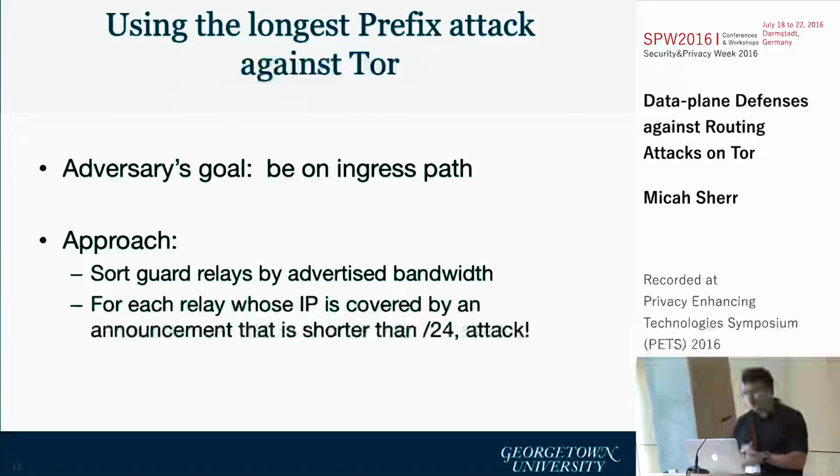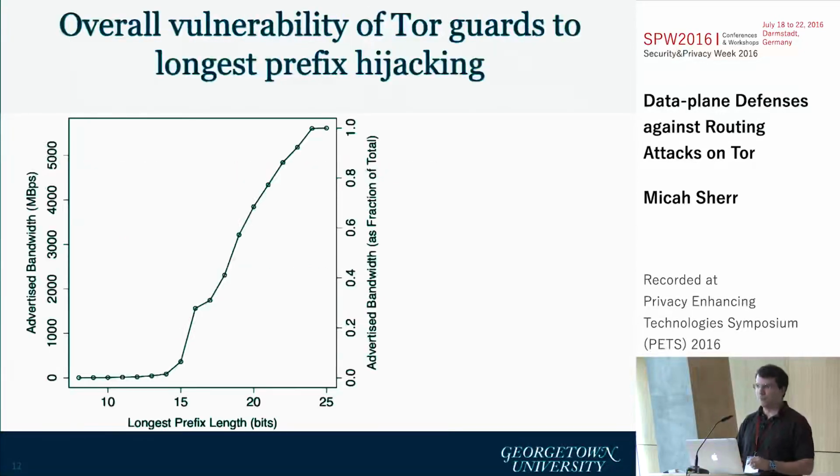Tor is, as others have noted, vulnerable to longest prefix hijacking attack, and again, the adversary's goal is to be on the ingress path. So what the adversary does is sort the guard relays by their selection probability. This information is public. And then for each relay whose IP address is covered in something that's shorter than a /24, it attacks. What does that mean?